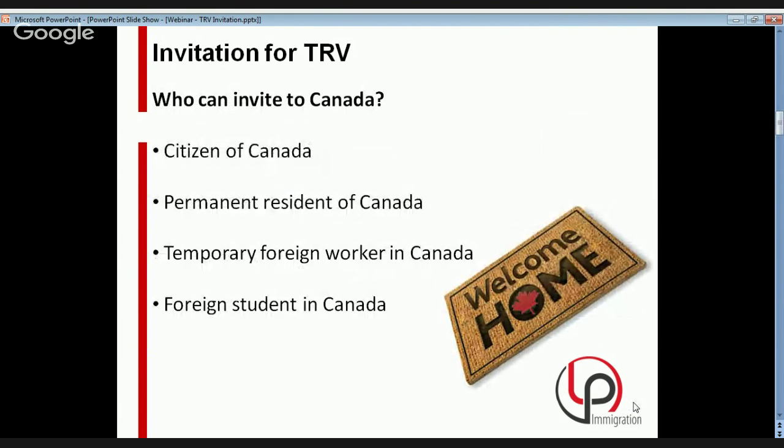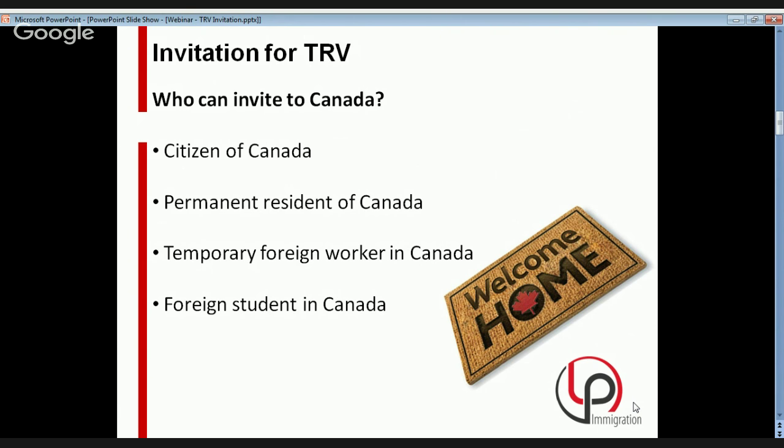So before we proceed to the invitation letter itself, let's briefly clarify who is entitled to invite a visitor to Canada. A common misconception is that only a Canadian citizen or permanent resident can invite a friend or a relative to Canada. It is not quite so. People who are here with temporary status can also invite others to visit them.